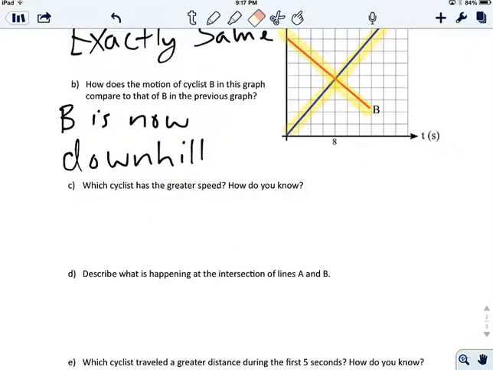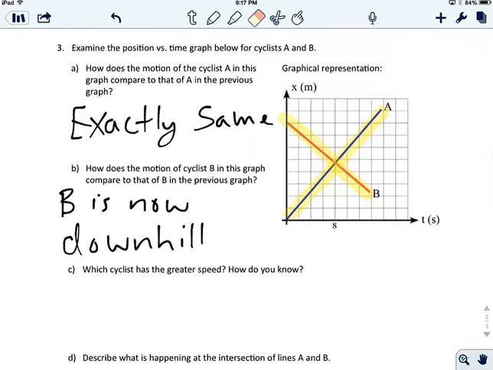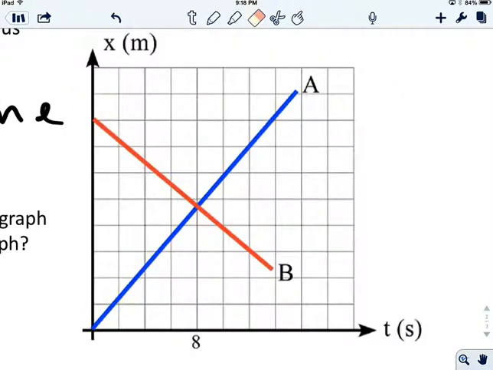Which cyclist has the greater speed? How do you know? Okay, so we need to compare the slope. And here it doesn't matter if it's positive or negative. We just want to know the absolute value of the slope. So here's how I look at this, guys. I'm going to zoom in and erase those. Now, when I look at this, I notice that I've got a nice point here and a nice point here. So we can compare the speed at those two spots.